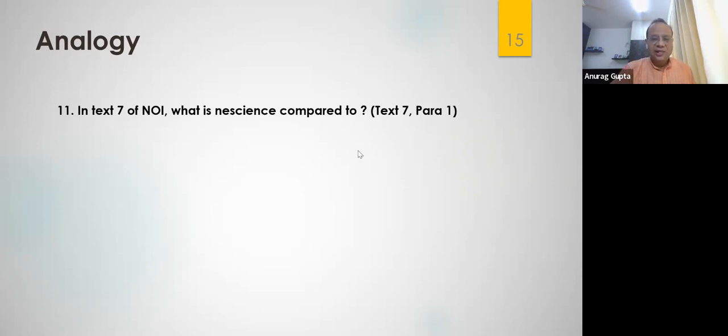Very nice. So okay, before we move to this text number 7, again the same question: what is the significance of text number 7? In the previous text, what we were doing was sadhu sanga, how to associate with an Uttama Bhakta. So this particular text number 7 is about what?